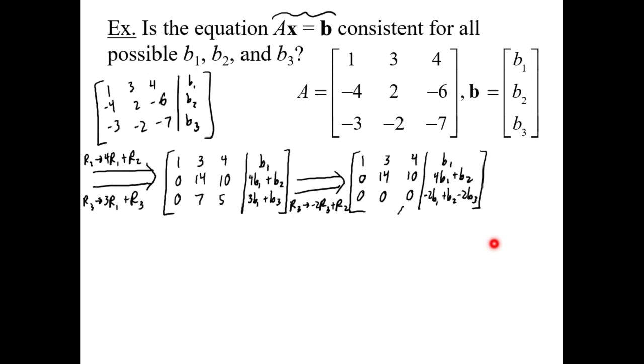If this number here had been non-zero, then I could say yes. Remember, the big question is, do we have a pivot right here? And the answer is maybe. If this number had been non-zero, then there's our last pivot, and the answer is yes, it's consistent no matter what we pick for b1, b2, and b3. But notice that this time there is a possibility that we get a pivot in a spot we don't want. So is it consistent for all? The answer is no.